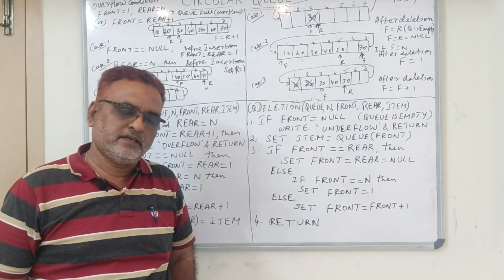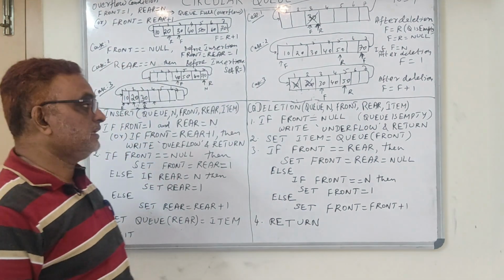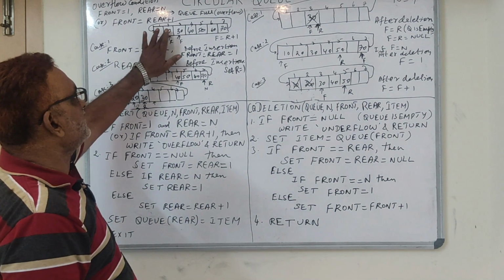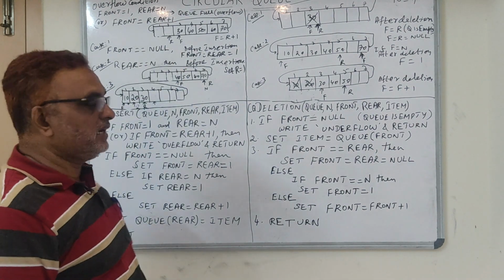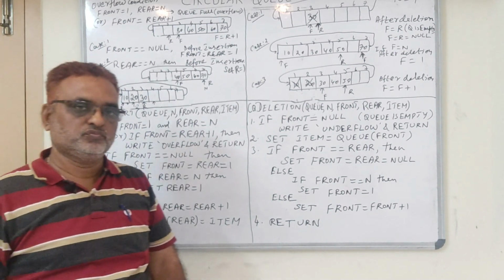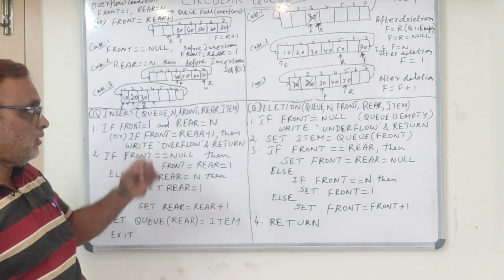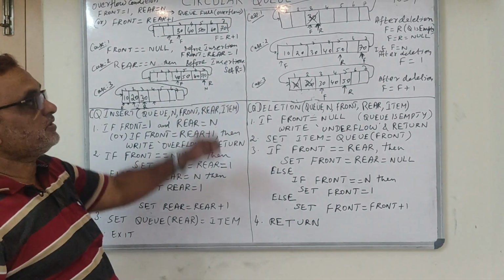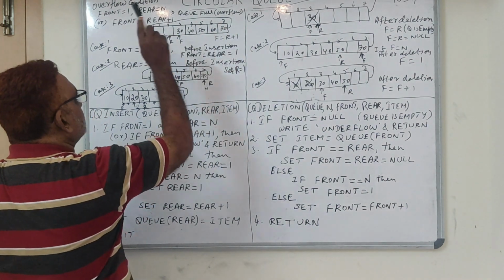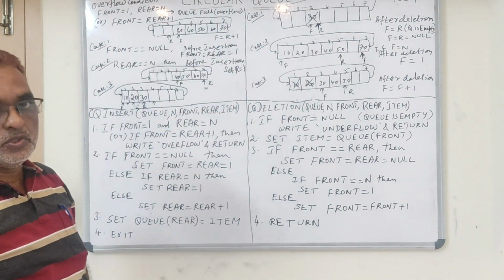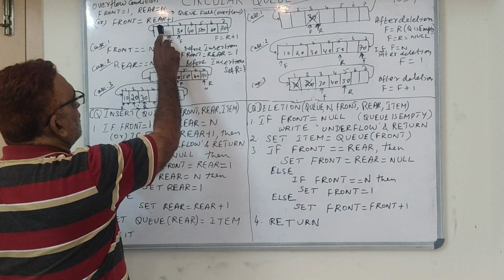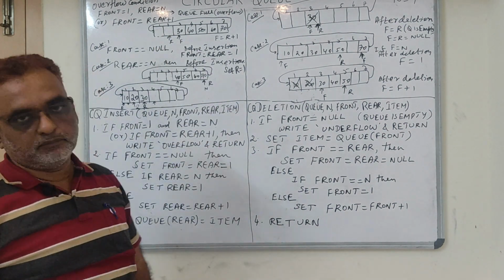In this data structure we have a drawback: after deletion of some elements through front, those spaces are vacant, but we cannot store any new item. So this is a drawback. In order to save the memory, the concept of circular queue is used, in which the rear gets connected with the front, so that we can insert an item in the spaces which are vacant after deletion of any item.